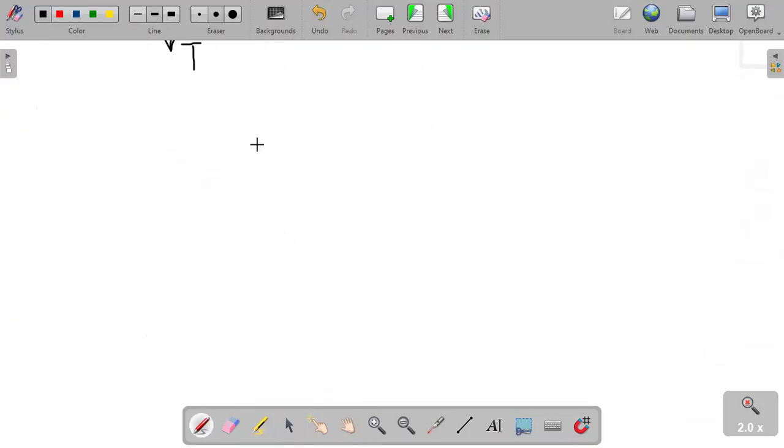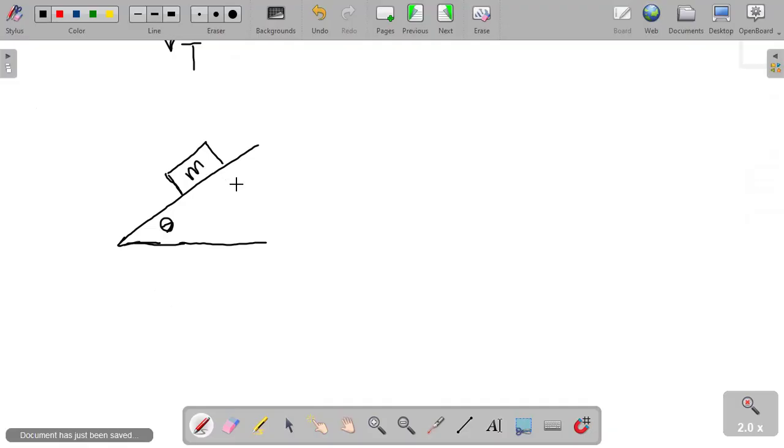Let's say you could have an inclined surface like this. In this case, there's an angle of inclination. This is theta, and this is an object of mass m.